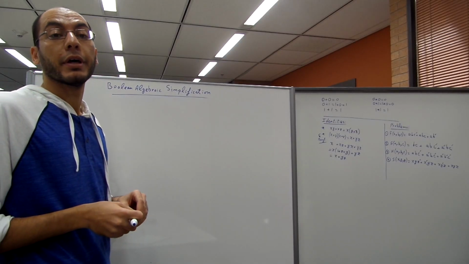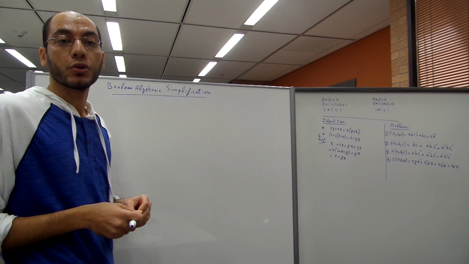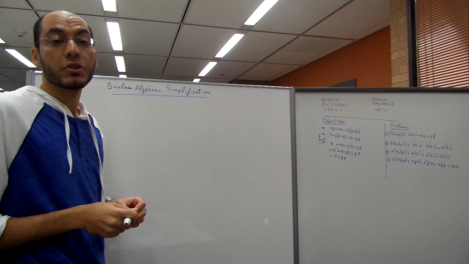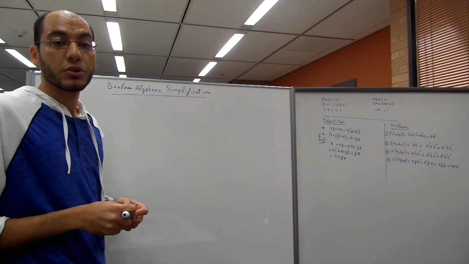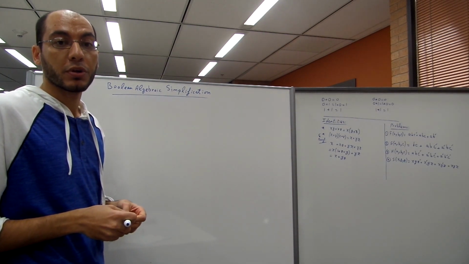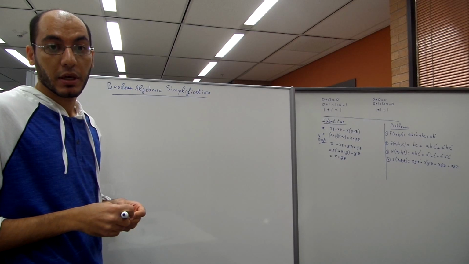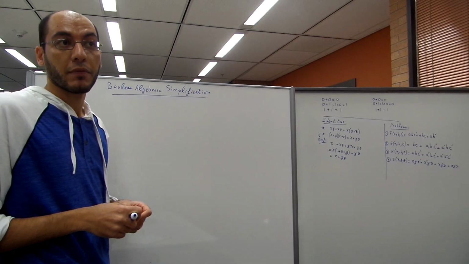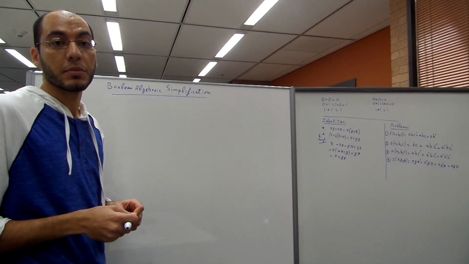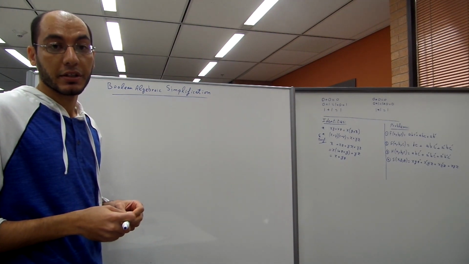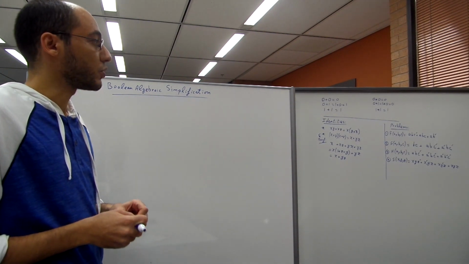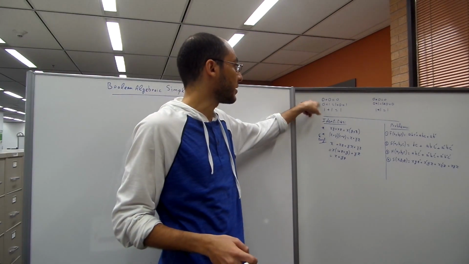Hello everyone. In this video I'm going to show you how to simplify your Boolean algebraic equations. I'm going to assume that you have already learned what a Boolean algebraic equation is, but you're finding some difficulties in doing the simplification using the regular Boolean identities. So I'm going to assume that you already know these identities.